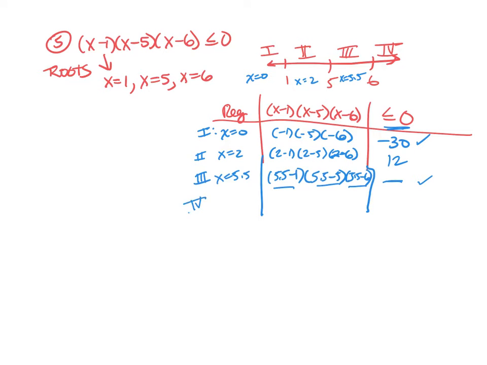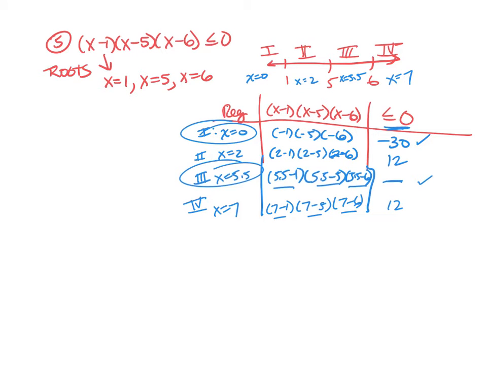And then let's pick region 4. Let's do x is equal to 7. And that'll be 6 times 2 times 1. And that's positive. So the only regions that will become less than or equal to 0 would be regions 1 and 2. And it actually has to include those endpoints, because it's got an equal sign.